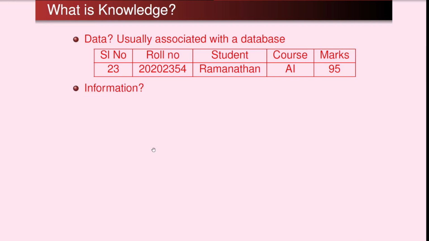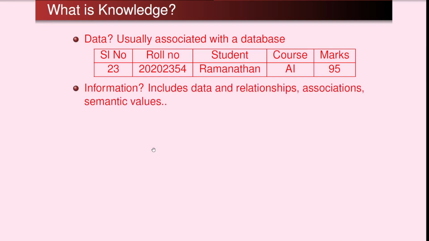Having this data, how do we get information? Information has some relationship, association and semantic value. Since Ramanathan has got 95 marks in AI, that means he is doing well in AI. 95 is close to 100, which is the maximum mark, so we would infer that okay, he is good. Is there something else? Let us see this pyramid.